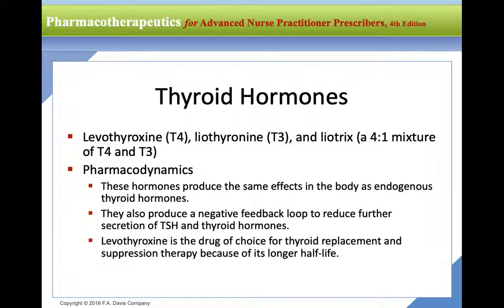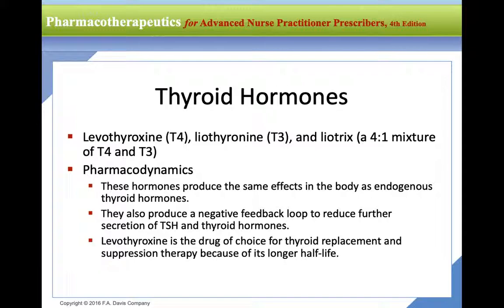Real quickly, thyroid hormones. I know we've gone on and on about endocrine disorders. Thyroid hormones. So you have three options: levothyroxine, which is T4 or Synthroid; liothyronine, which is T3, your active thyroid hormone called Cytomel; or Liotrix, which is a 4-to-1 mixture of T3 and T4. I can tell you right now, barring the most extreme circumstance, Liotrix is a marketing scam. There's no point to it. It's expensive and there's no clinical benefit to it.